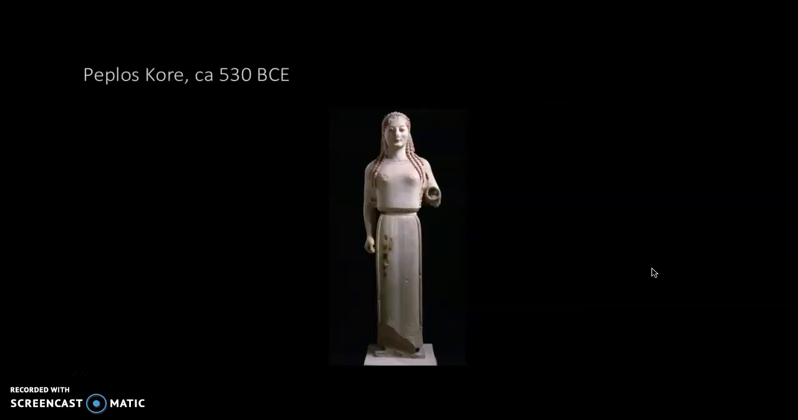All right, let's look at the female equivalent, the kore. And she wears the traditional dress called a peplos, hence the name peplos kore. Remember, all of these statues would have been painted with garish, bright colors, and we see a little bit of remnant of pigmentation here. She would have had bright red hair. There are also small holes in her head that suggest that she would have worn metal jewelry, so metal earrings, a metal crown.